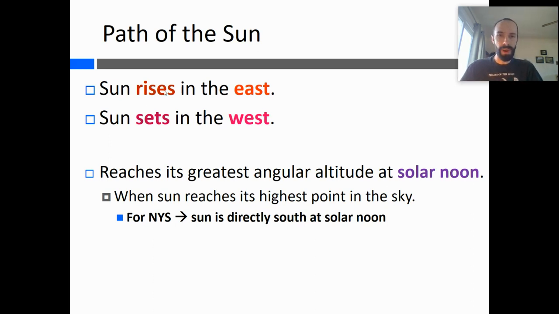And it kind of depends upon where you are, and it depends upon the time of year, but it always rises in the east and sets in the west for everybody on Earth. And that's because the Earth is spinning from west to east. The sun reaches its highest angle around solar noon.